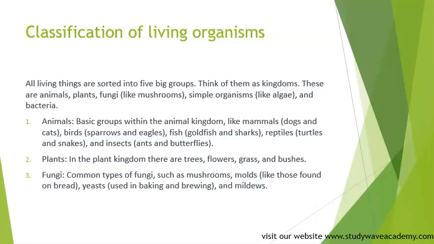Remember, the living organisms are classified into 5: animals, plants, fungi, simple organisms, and bacteria. We talked about the animals, which are mammals, cats, dogs, then birds, sparrows, eagles, fish, reptiles, insects. Then the plants, we have the trees, flowers, grasses, bushes, and fungi, common fungi like mushrooms, molds, yeast, mildews.